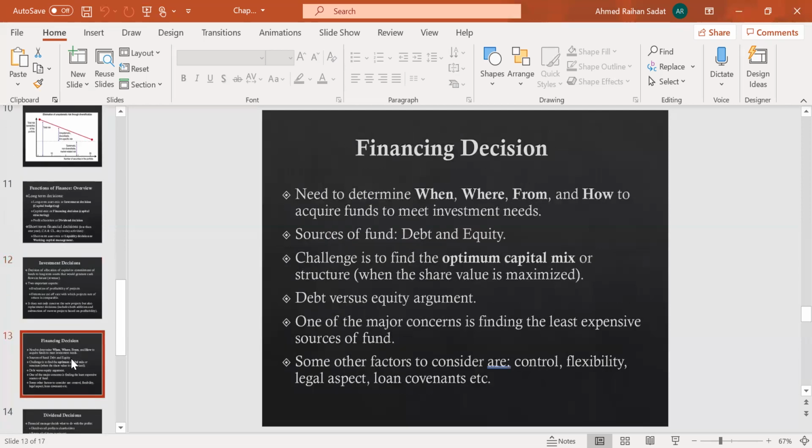So, what is financing decision? Financing decision, that I've said before, is where to source the funds from, but it's not only where, it's also when to take the money, from where to take the money, and how much to take, because that's also important as it is related to the investment need that you have.